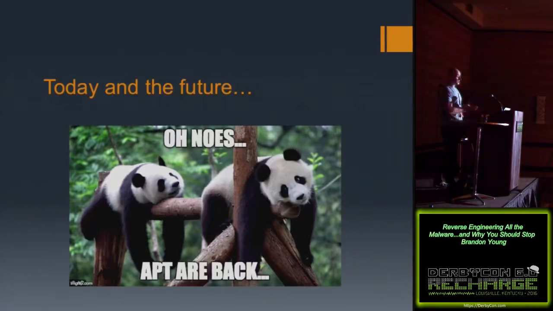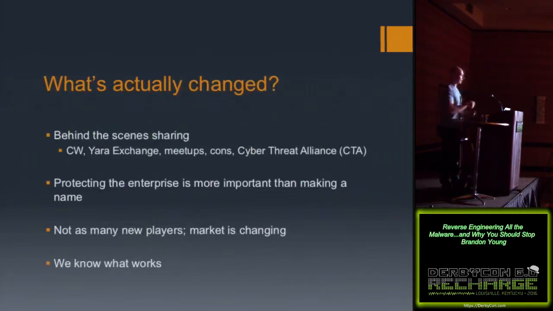So what's actually changed in our landscape? I think we've got a couple of big, really good things that happened. We've got mailing lists, some of them like CW and Yard Exchange, that a lot of you are probably on. A lot of meetups and conferences, just like this. I mean, DerbyCon is a great way to network and to meet people and to share information. There are smaller collaboration efforts, and there's something actually called the Cyber Threat Alliance. If you're not familiar with it, you should Google it, join it, get your company to join it.